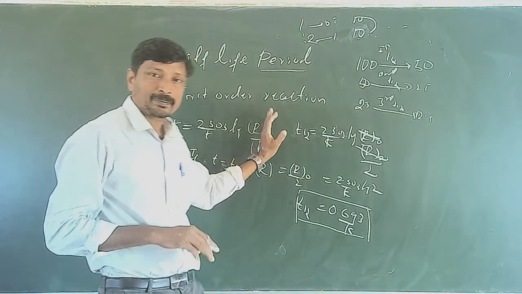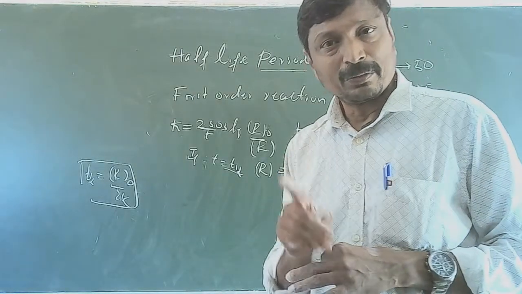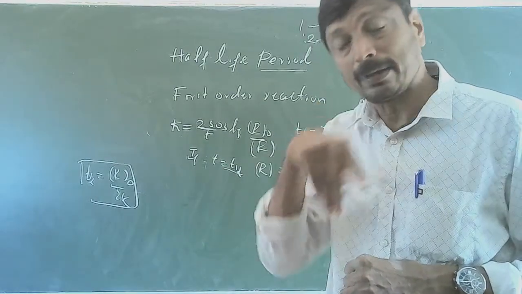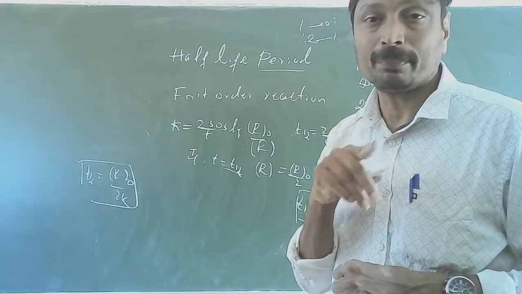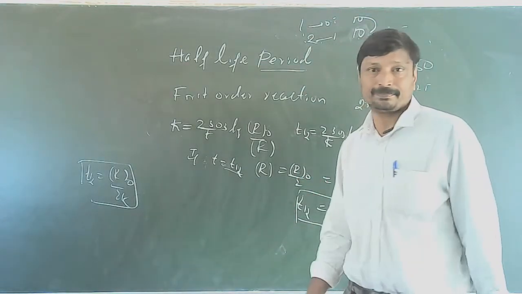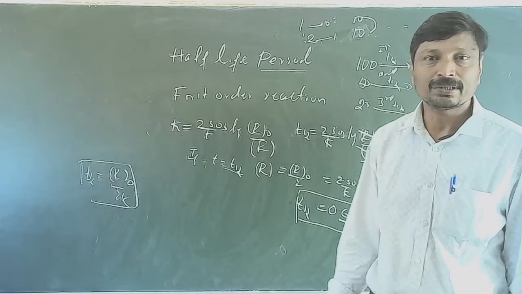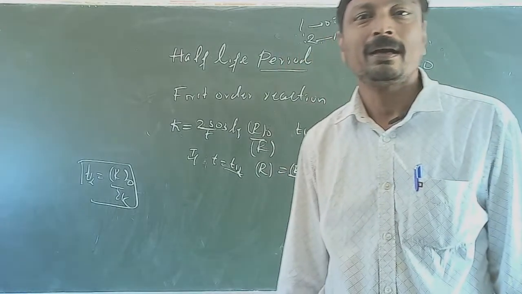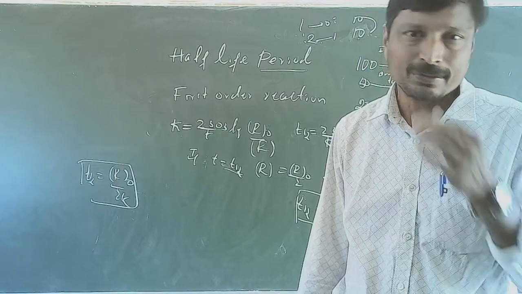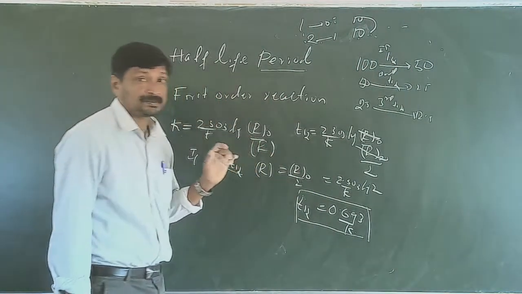First of all, you have to write the integrated rate equation. After that, t is equal to t half, R is equal to R naught by 2, and substitute the value. What will you get? T half is equal to 0.693 by K. Finally, you have to write that this expression does not contain any concentration term. Therefore, the half life period of the first order reaction is independent of initial concentration. So this you have to remember for your exam.